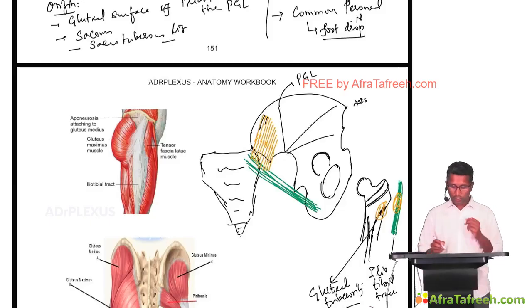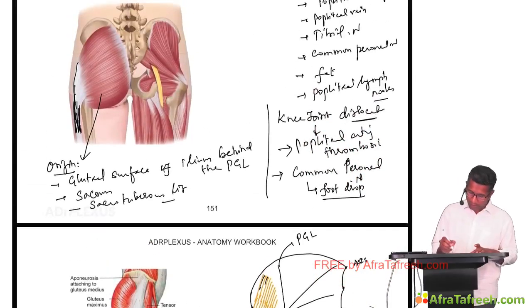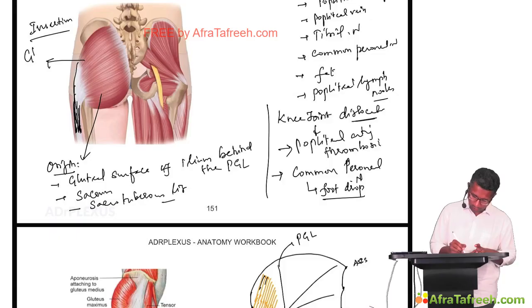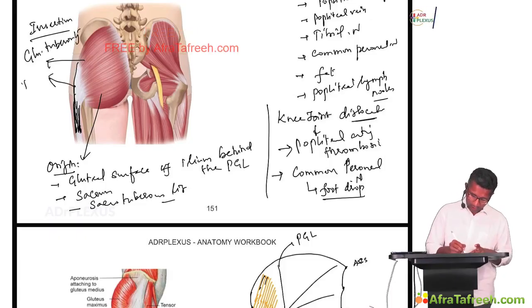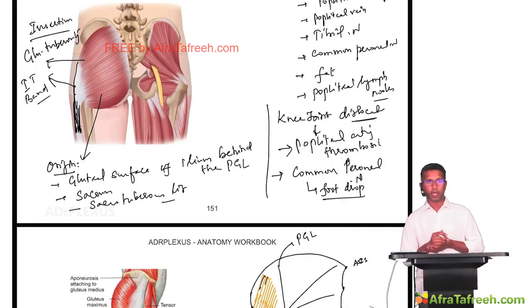So if somebody asks you what is the insertion of gluteus maximus, gluteus maximus is inserted into the gluteal tuberosity, and it is also inserted into the iliotibial tract. We call it an IT band or an iliotibial tract.